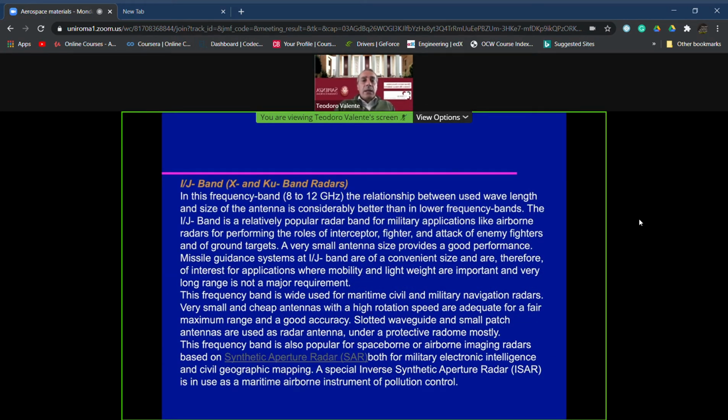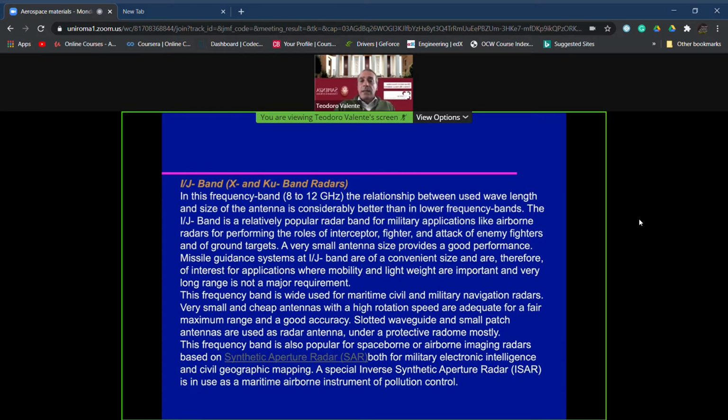Then there is the IJ band, which corresponds to X and Ku band radars. In this frequency band, from more or less 8 to 12 gigahertz, we have a relatively popular radar band, again for military applications, like airborne radars performing the roles of interceptor, pilot, and attack of ground targets.